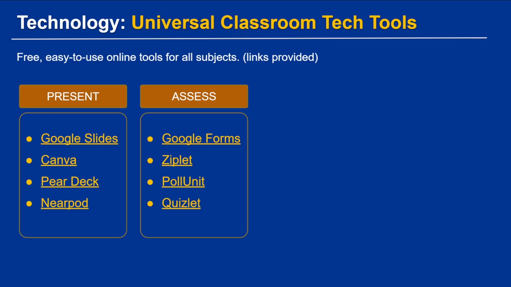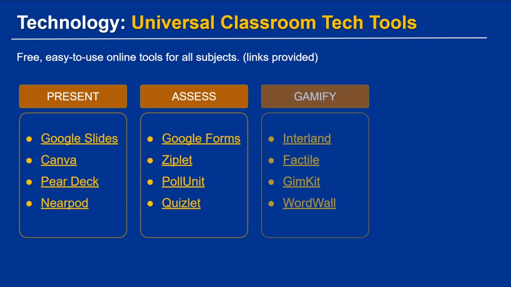Poll Unit is one of the polling websites like Poll Everywhere or Mentimeter. These are great for surveying students, not only for just assessments, but getting their feedback as well. And Quizlet is more of a fun way to do quizzes and reviews instead of just study guides in classroom or something.